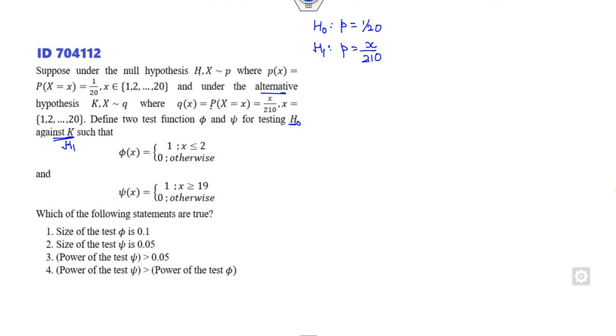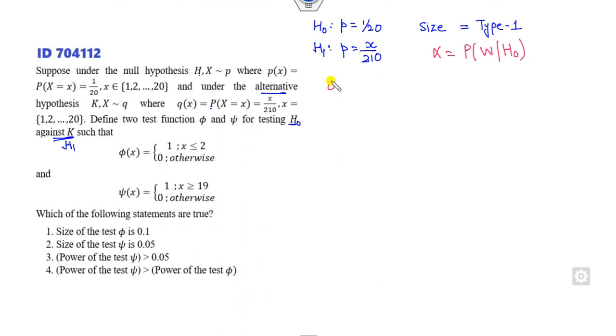Fine. Now you have to find the size of the test. The size of the test is called the type 1 error. How do you define the type 1 error? That is the probability of the critical region given H0, which is 2.